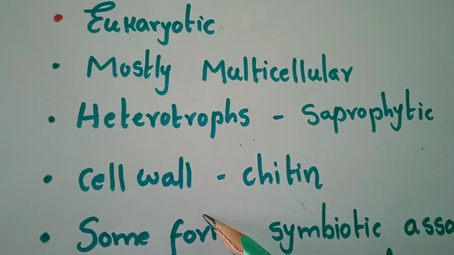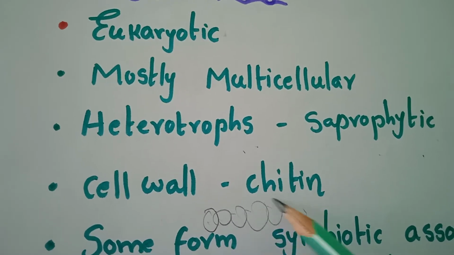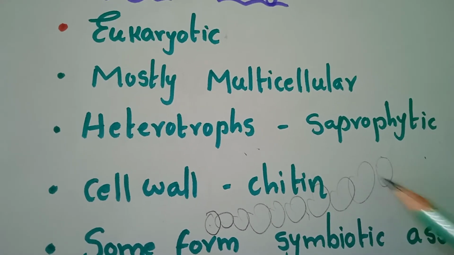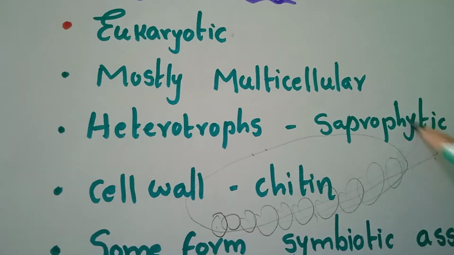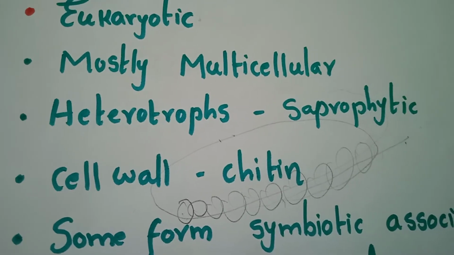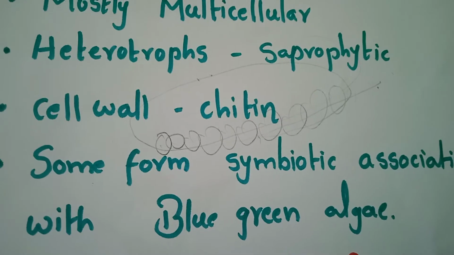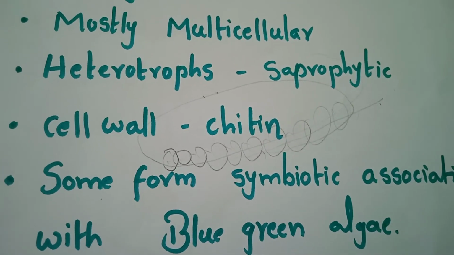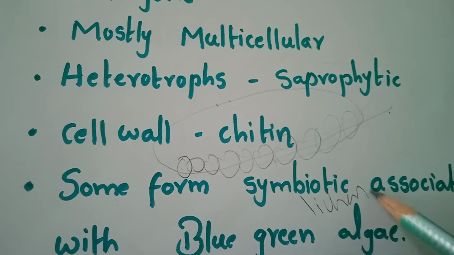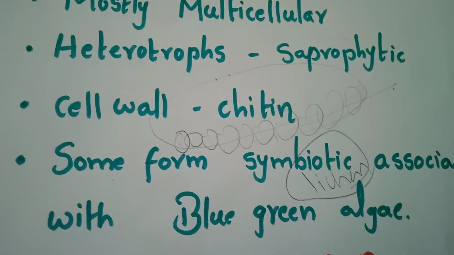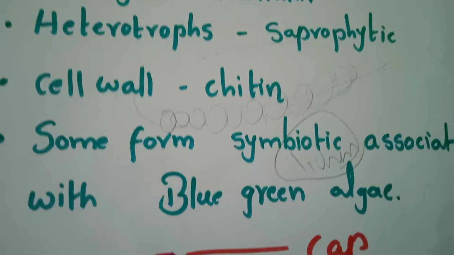That means a polymer of glucose. Okay, not exactly. Actually, this one is glucose. See, these are the chitin. So, monomers like glucose form this, and by this it has the cell wall. Some form a symbiotic association with blue-green algae. Fungi and algae association forms lichen. What is that? Lichen. So, the lichens get their food material from the algae.